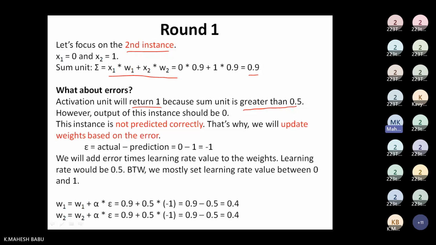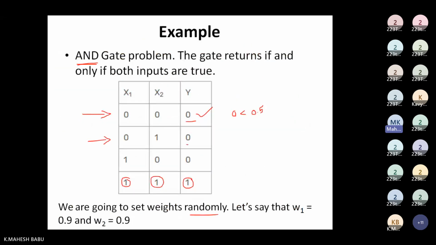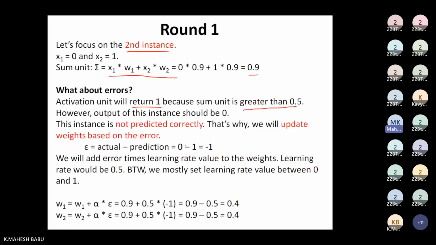Why? Because the sum value is moving away from the threshold value. It is more than the threshold value, so the system will return 1 as output. But actually the required output value is 0, while the system is returning 1. That means the model is giving wrong output in the second instance with weights of 0.9 and 0.9. So this instance is not predicted correctly. There is some error in this, so we will update the weights based on the error.